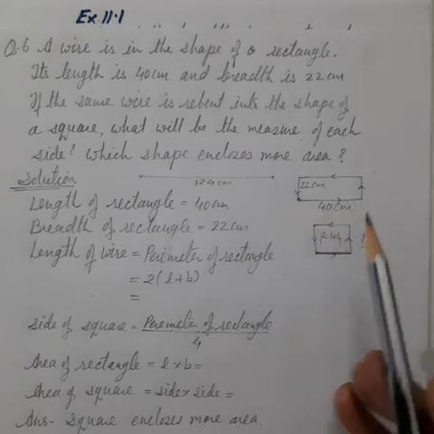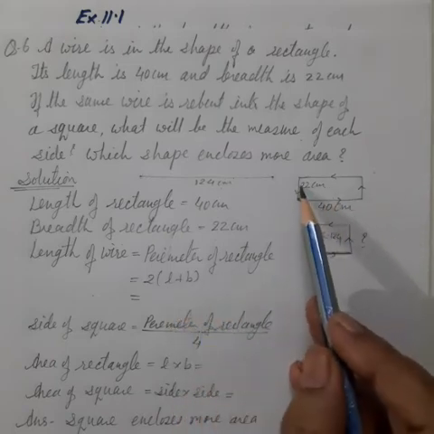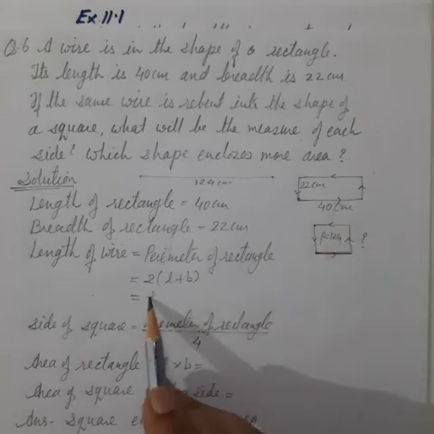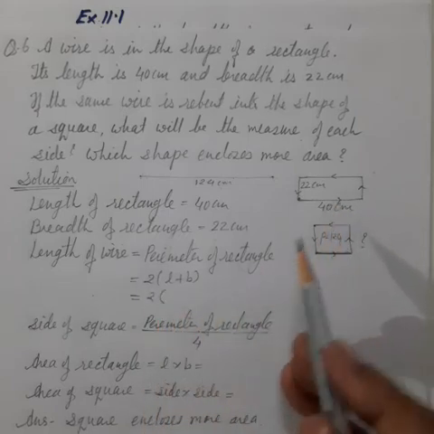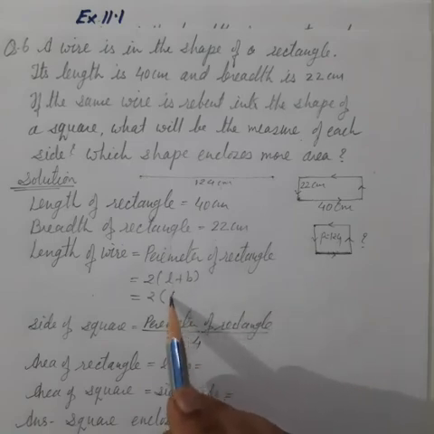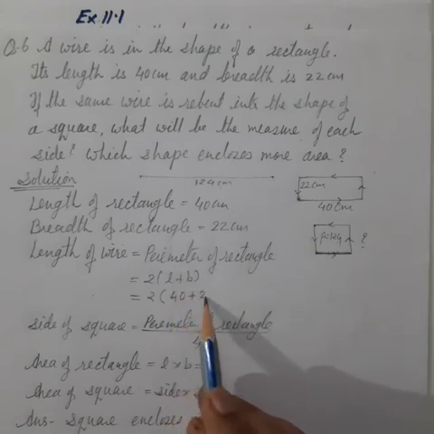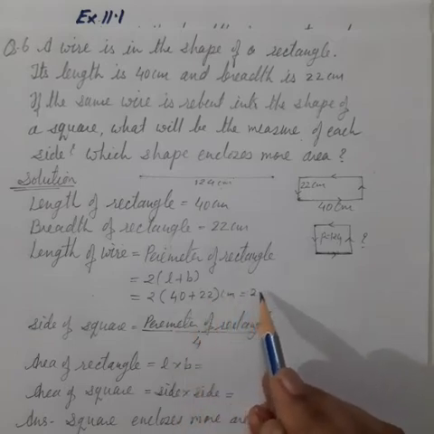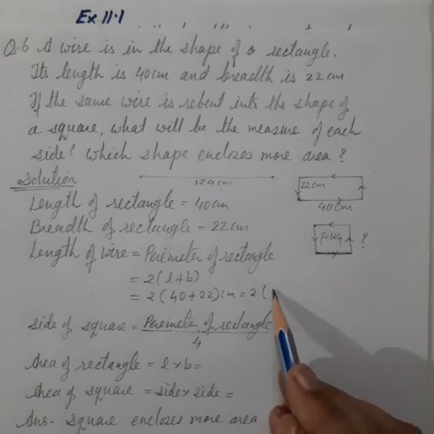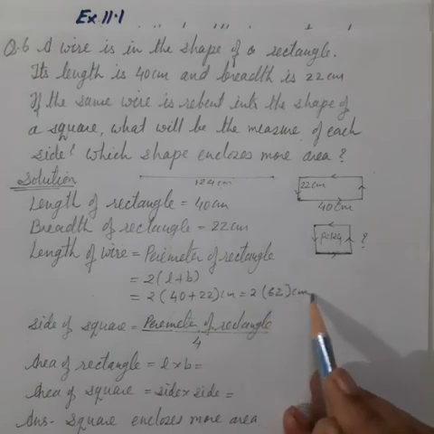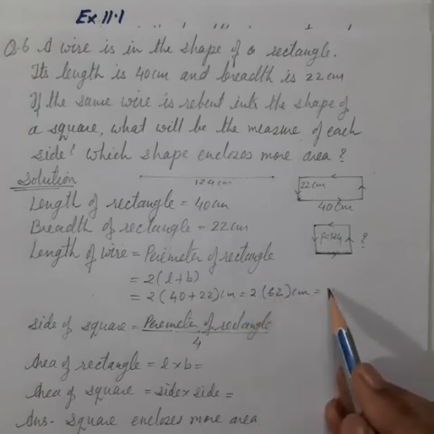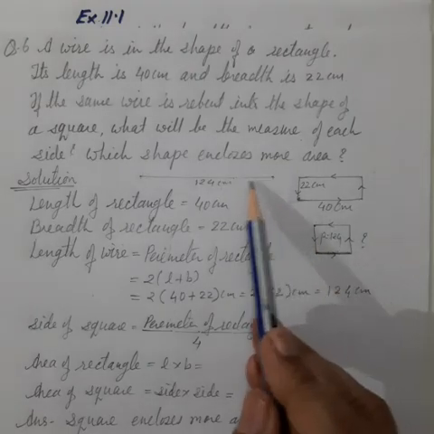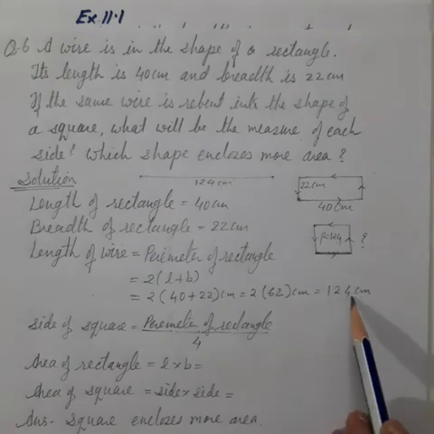The length of rectangle is 40 centimeter and breadth is given 22 centimeter. So perimeter is equal to 2 times length plus breadth because it is a rectangle. Length is 40 centimeter and breadth is 22 centimeter. Find out the value of the bracket first. 2 times 40 plus 22, 62 centimeters. 2 into 62, 124 centimeter. So the length of wire is 124 centimeter.